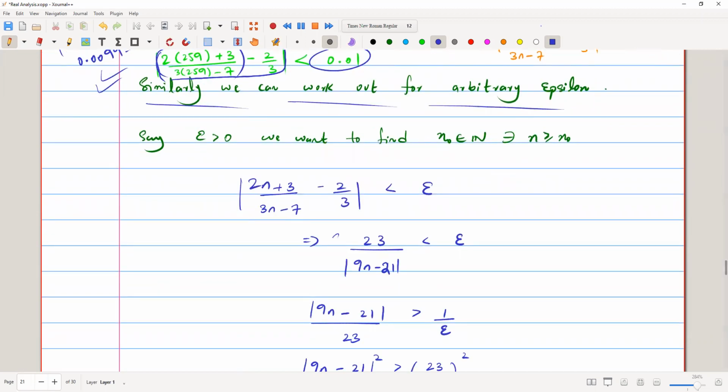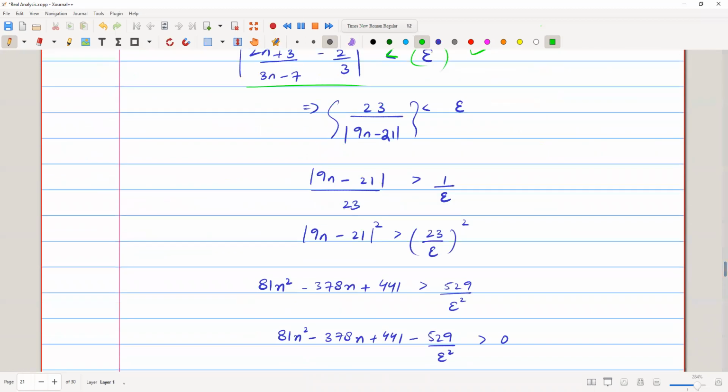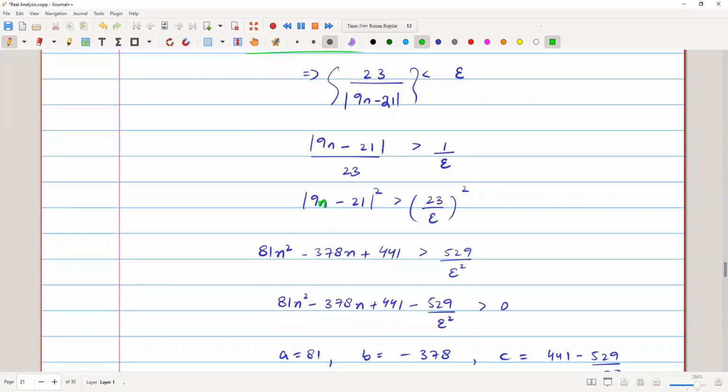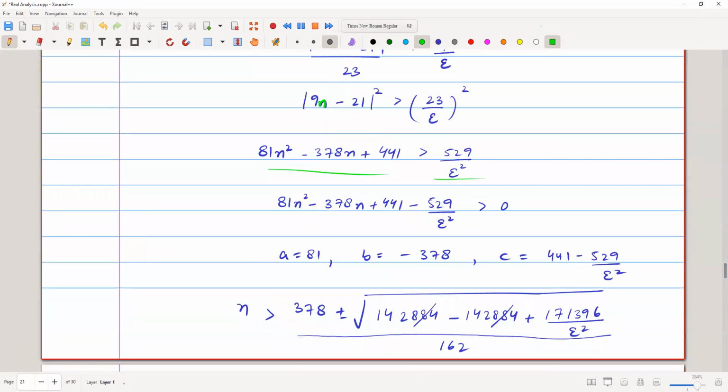Just we can do this again, and this time we take it less than epsilon. Now we are not assuming a number like we did in the previous example, that's 0.01. Now we are saying it's arbitrary. Again doing the same thing, taking the reciprocal, and to remove this mod, taking the square, because it's 9n minus 23 and the mod can be negative or positive. So it's 9n minus 21 squared. I get this thing on the right side, and I take it to the left side like this.